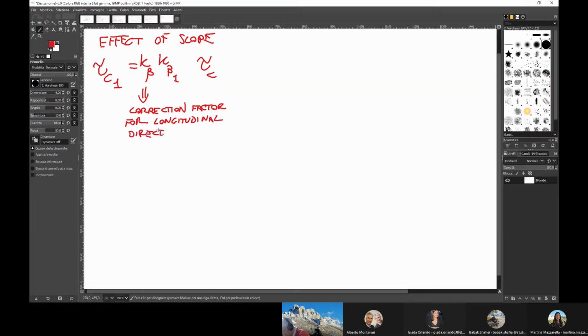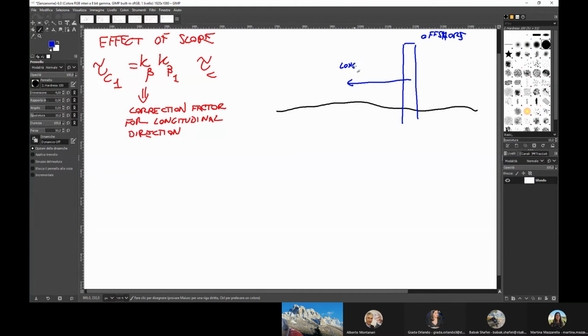What is the longitudinal direction? Let me refer to a beach with a groin, okay? So let's suppose that you have a beach here and you have a groin here. This is offshore. So let's suppose that in this case, we identify the longitudinal direction as this one. This is the longitudinal direction.